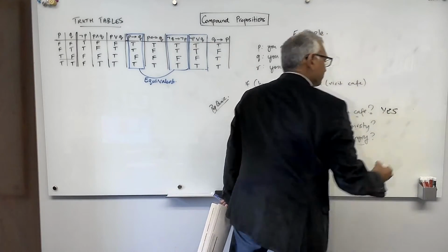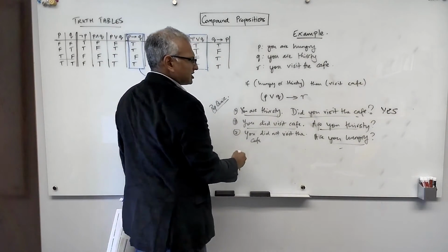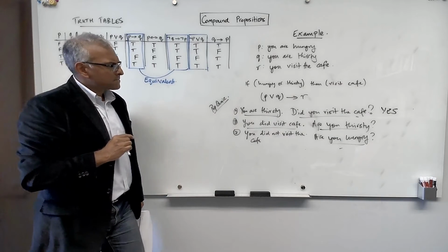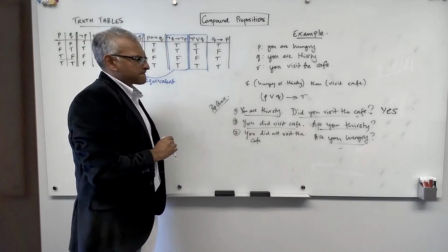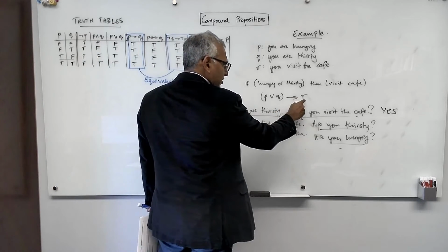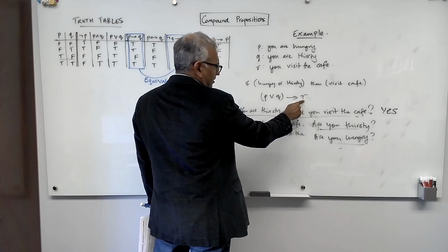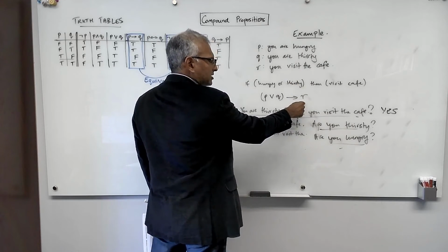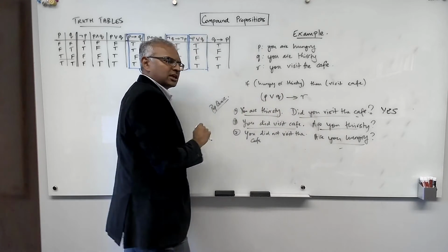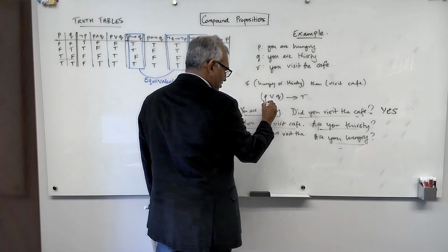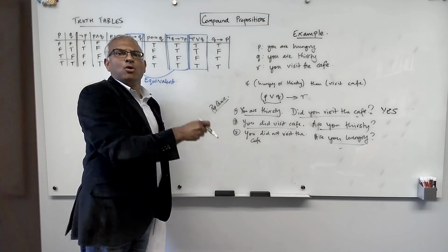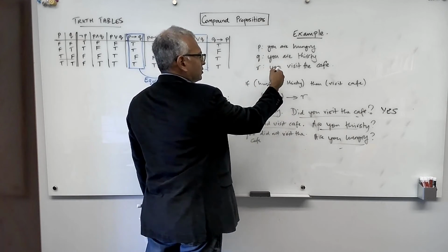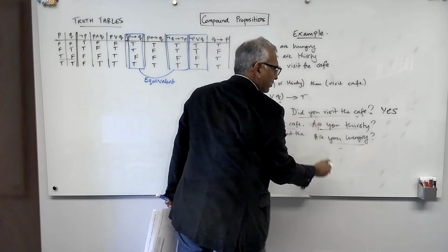Yes. Okay. You did not visit the cafe. So R is false. Are you thirsty? So we know that when the right side of an implication is false, we can infer that the left side of the implication is false, because it's a true implication. So this is false. But when is the or false? When both are false. So both must be false. So you are not thirsty, you are not hungry. So are you hungry? No.